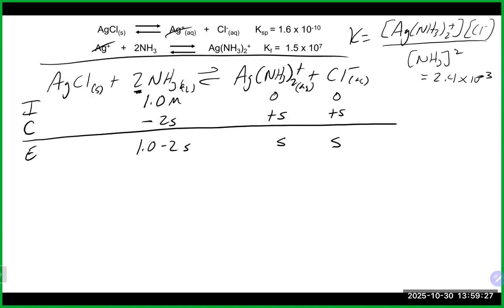So similar to a KSP table, but again, since we're kind of mixing a couple of things together, we actually do have something we need to include there on the left-hand side, which is the ammonia. Any questions on that there?